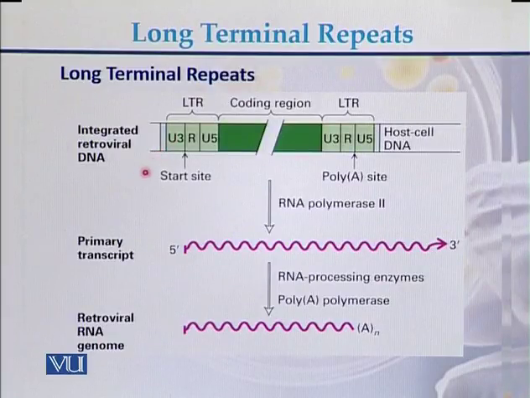A descriptive view of the long terminal repeats. In the middle there is a coding region. On the left-hand side we can see that there is an LTR region, and on this side we can also see that there is an LTR region. So LTR regions are present on both sides of the coding region. The integrated retroviral DNA will be converted into a primary transcript, and it will again be converted into the retroviral RNA genome.